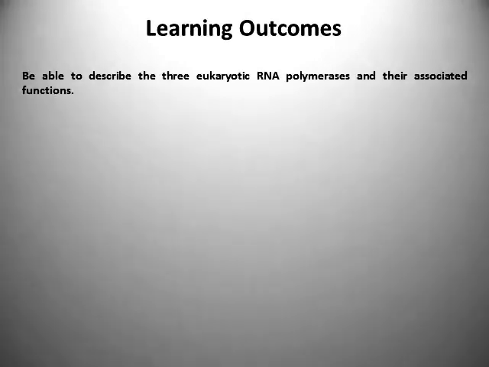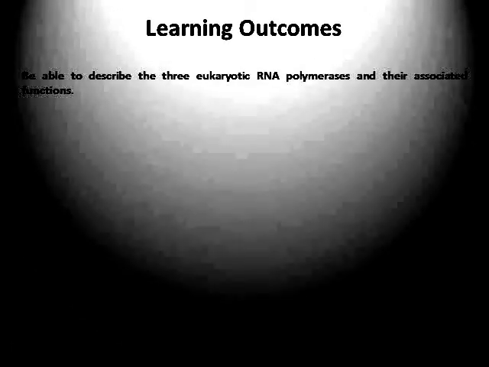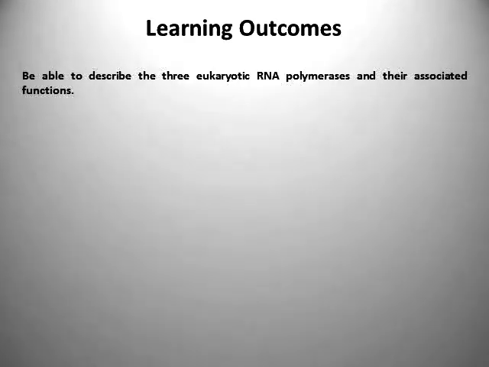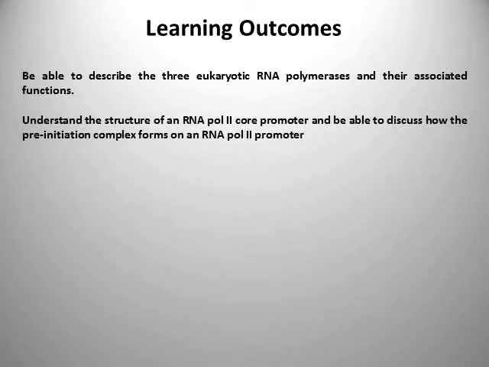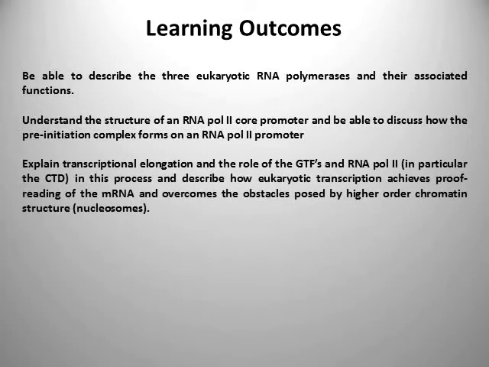So the learning outcomes then are that you need to be able to describe the three eukaryotic RNA polymerases and their associated functions. So as we'll see, there are three polymerases in eukaryotes and humans. You need to know what those three are and what they do. You need to understand the structure of this so-called core promoter, this RNA polymerase II core promoter. And then importantly, you need to be able to discuss how the preinitiation complex forms on this promoter. So the process, the order that it occurs, etc., that sort of thing.